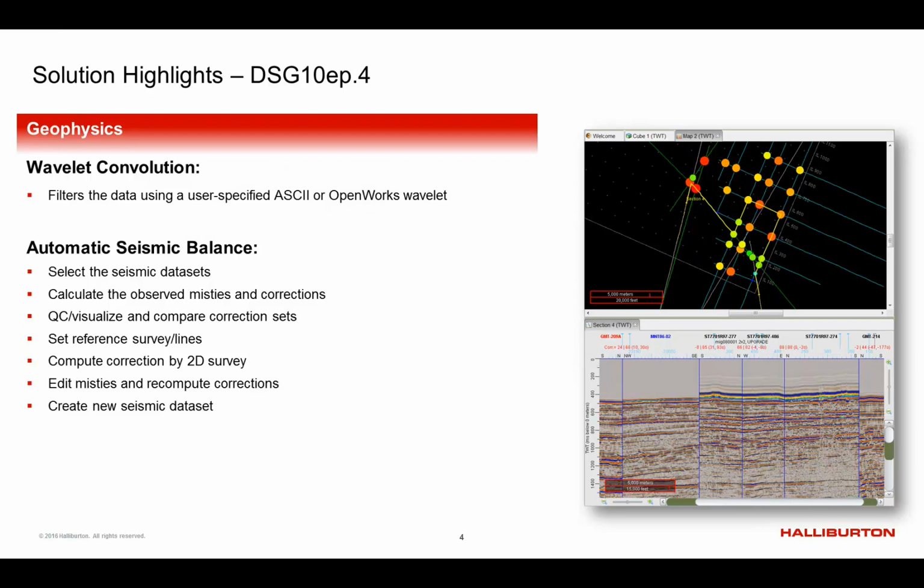First is the wavelet convolution, where you can apply the filter in the wavelet operator form to your seismic data. And the second very important workflow is automatic seismic balance, which allows you to maximize the automation to analyze and correct the mistie across a large number of 2D seismic data in shorter time.